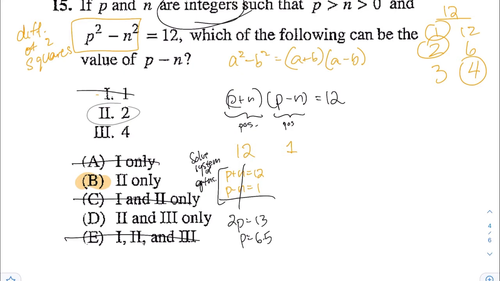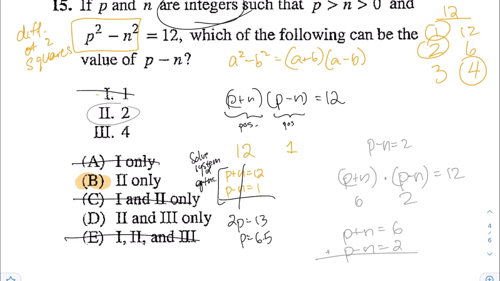So if p minus n is equal to 2, that means that p plus n has to be equal to 6, because 6 times 2 is equal to 12. So here, p plus n is equal to 6, and p minus n is equal to 2. Add the two equations here, eliminate n, you get 2p is equal to 8, and when you divide by 2, you get that p is equal to 4.